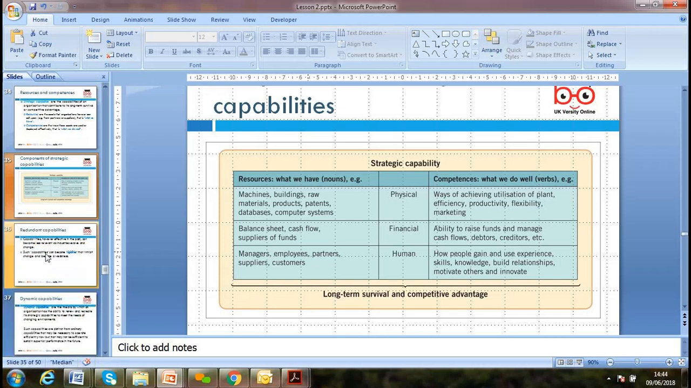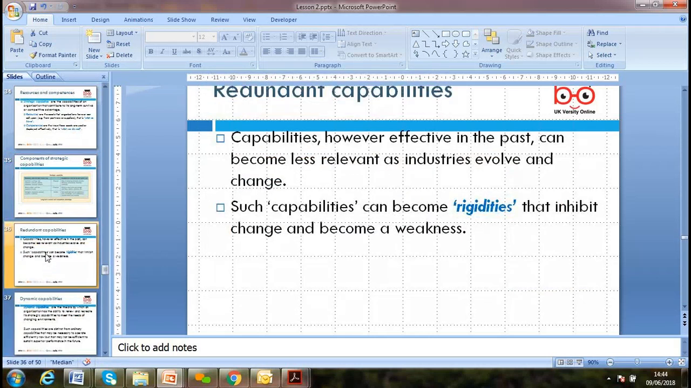Okay. So next we're looking at whether the capability we have today is the capability that will stay forever.